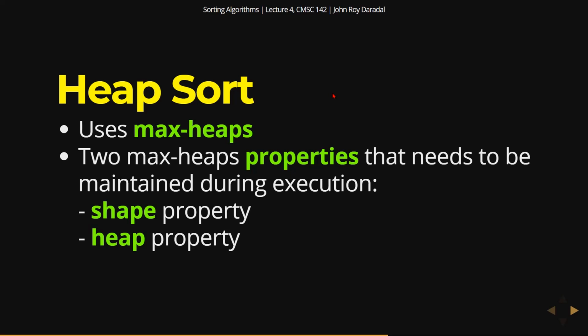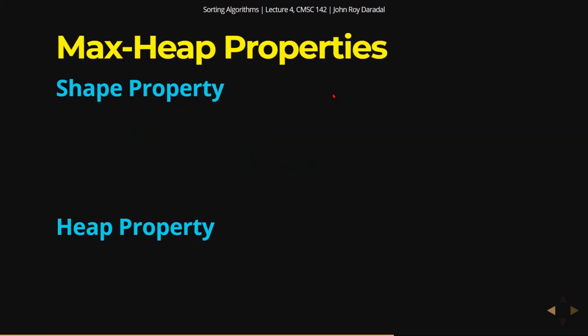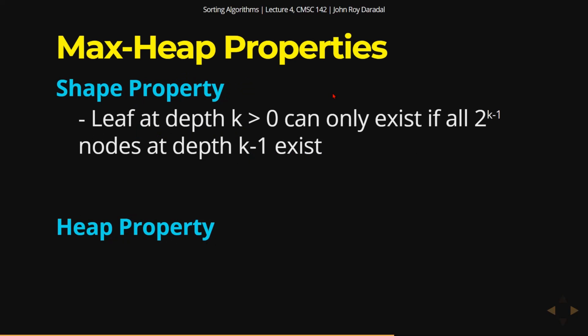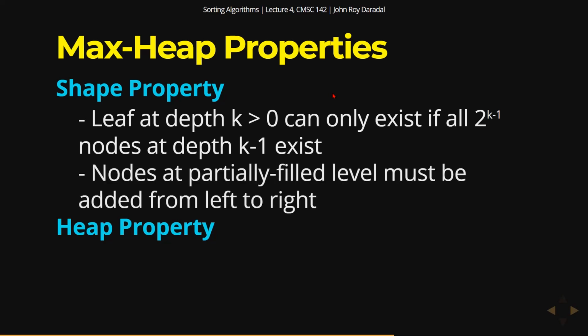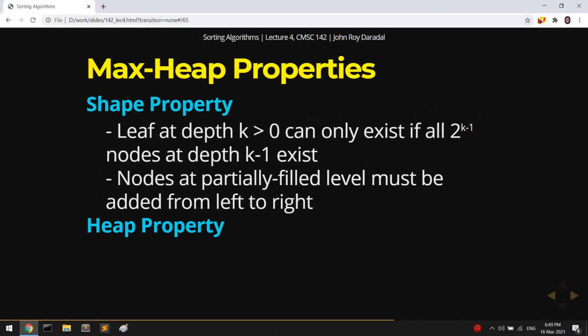The largest item should be at the root, and we need to maintain two properties for the max heaps during execution, which is the shape and the heap property. For the shape property, a leaf at depth k greater than 0 can only exist if all 2^(k-1) nodes at depth k-1 exist. Okay, basically what this means is you cannot fill the next level if you haven't filled up the previous level. Okay, you cannot do something like this.